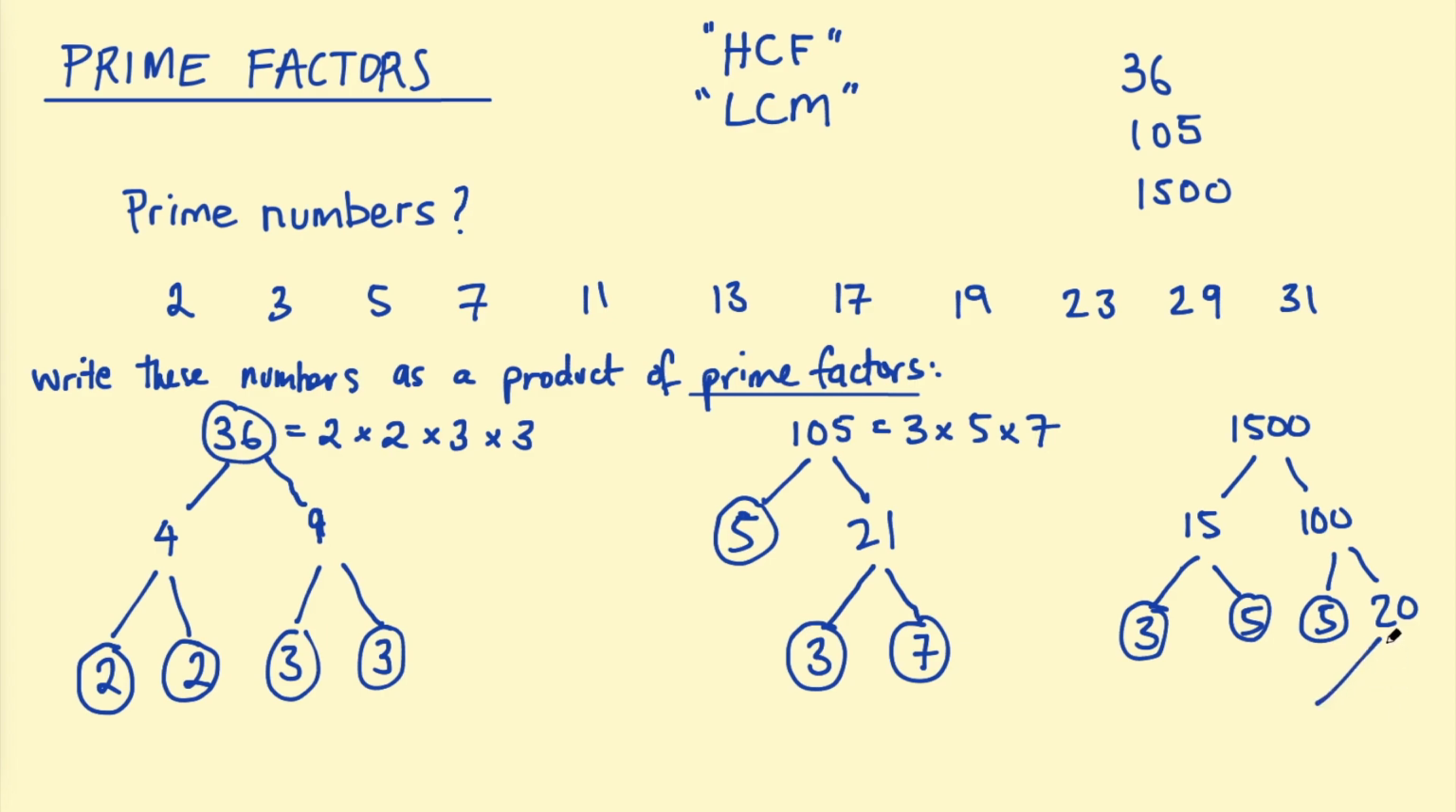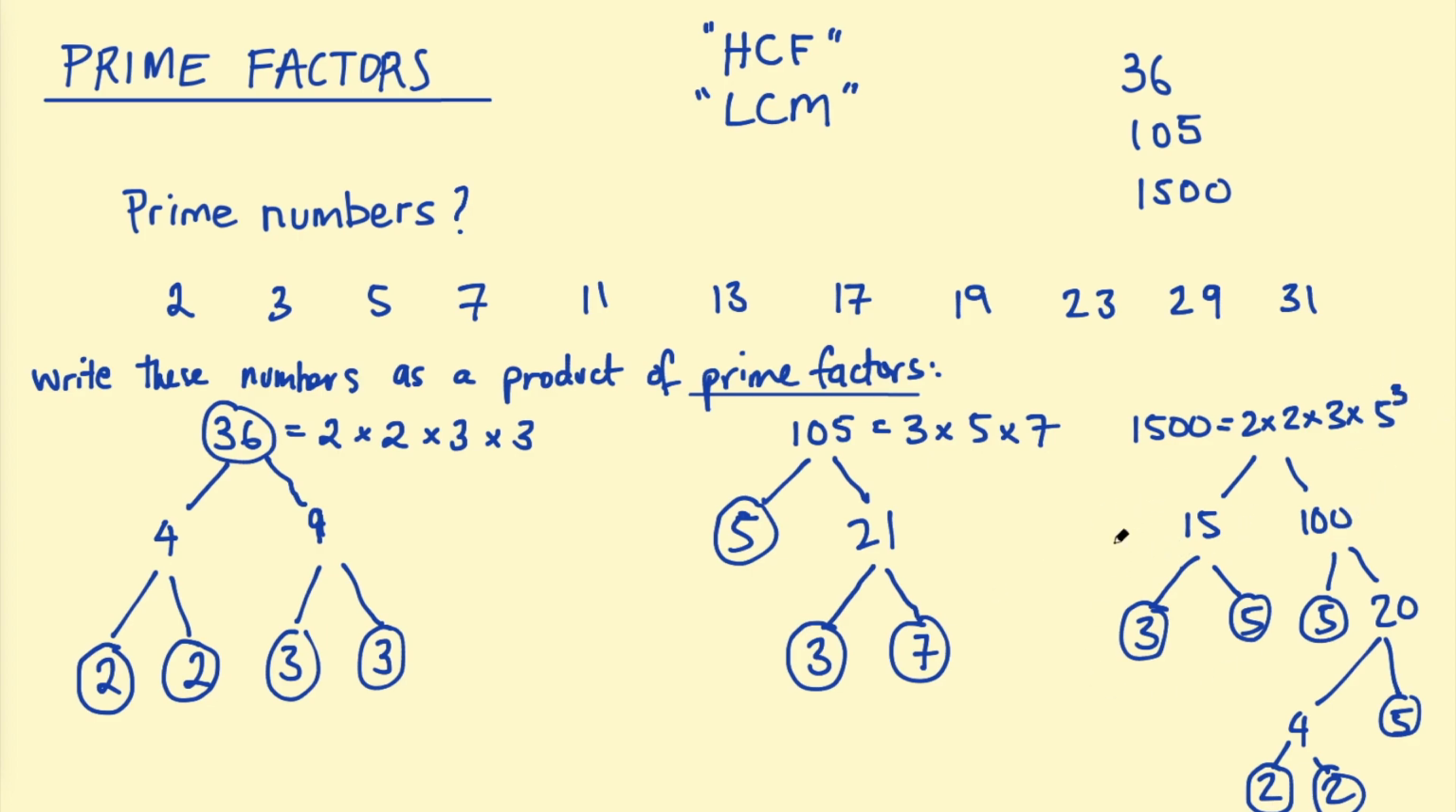And then 20, what's 20? That's 4 times 5. Have we finished? Almost. 4 is 2 times 2, and then we're done, right? So we need to circle the primes. So 1500, we can write, and I'm running out of room here, let's move it over a little bit, 1500, we can write as 2 times 2 times 3 times 5. I'm going to do something a bit fancy here. I have three 5s, 5 times 5 times 5. We can also write that as 5 cubed. That's another way of writing repeated multiplication.